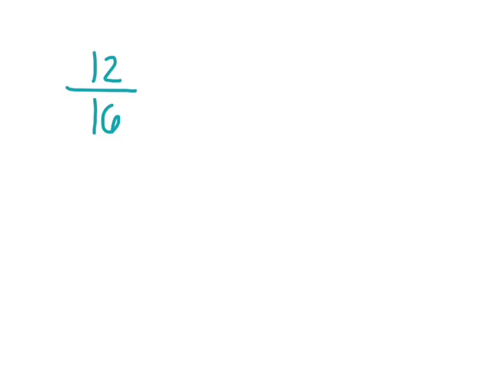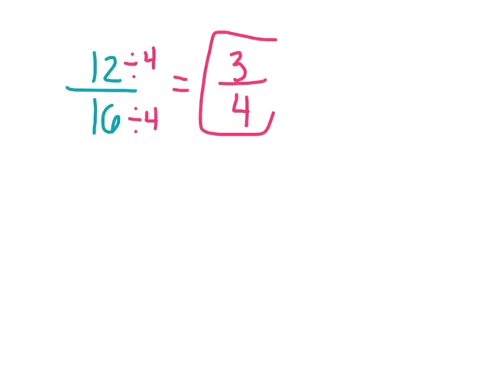Okay, because both of these are divisible by 4. So 12 divided by 4 is 3, and 16 divided by 4 is 4, and that's actually the lowest. Yeah, that's as low as we can go, because there's nothing else that I can divide both of these by that's the same number.